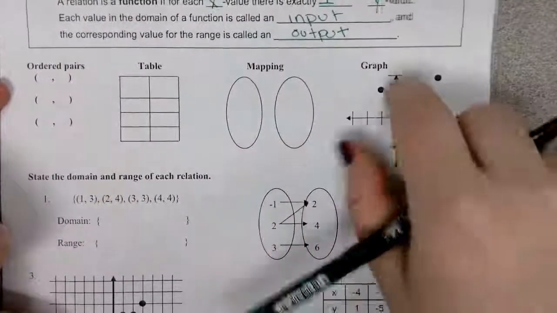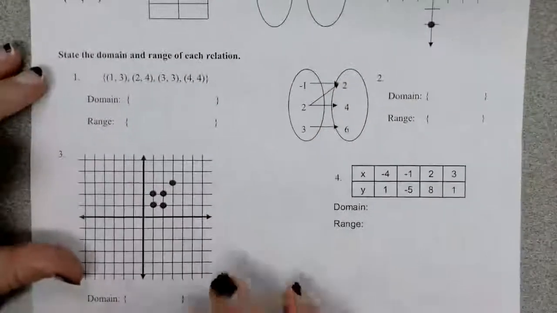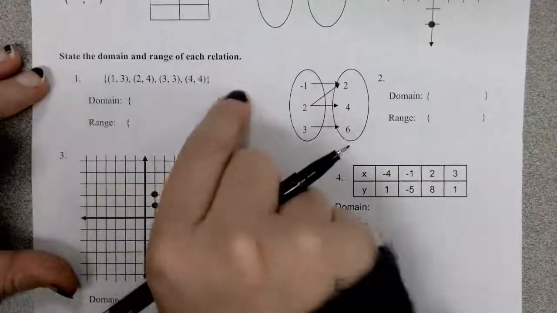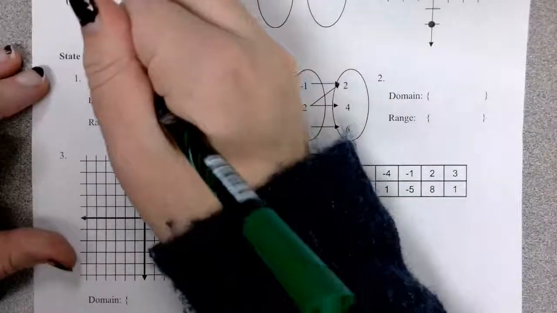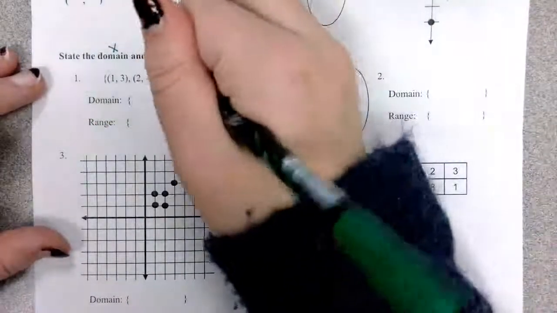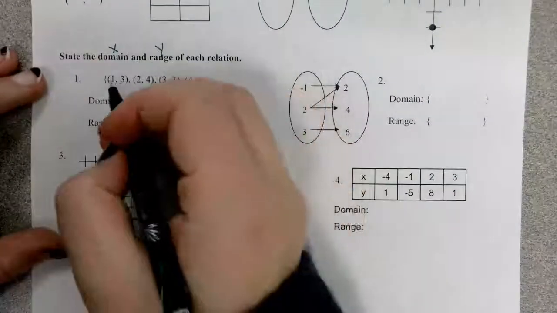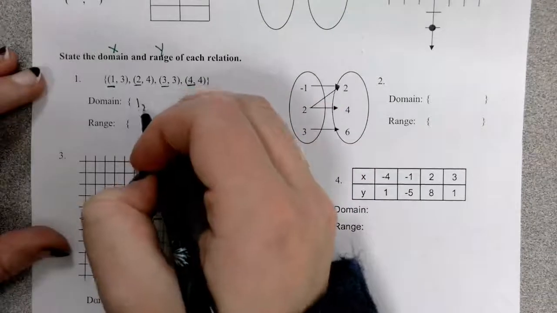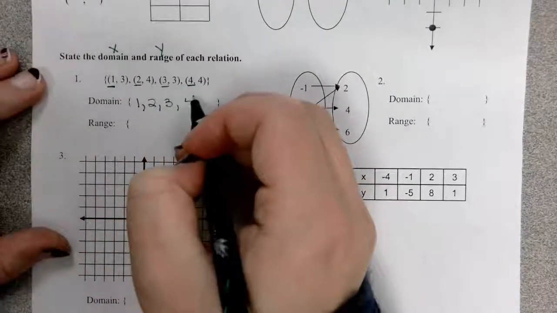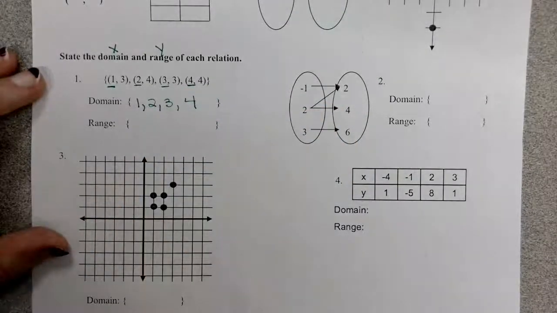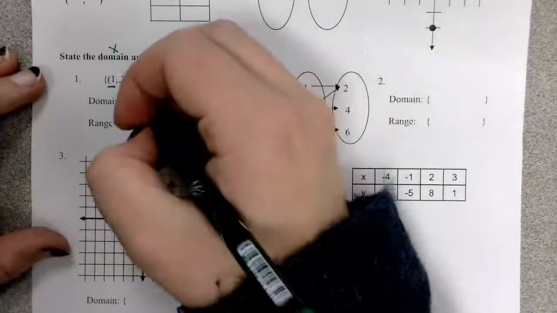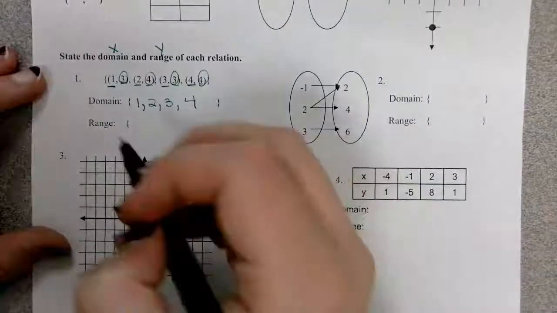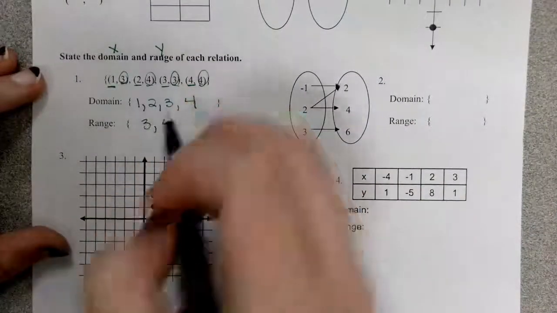So they ask you to state the domain and range of this relation, which is a set of ordered pairs. Remember, your domain are all your x values and your range is all your y's. So I'm first going to look at all my x values here: 1, 2, 3, 4. That is my domain, 1, 2, 3, and 4. Now my range is 3, 4, 3, 4. I don't need to write them twice, so my range is just 3, 4.